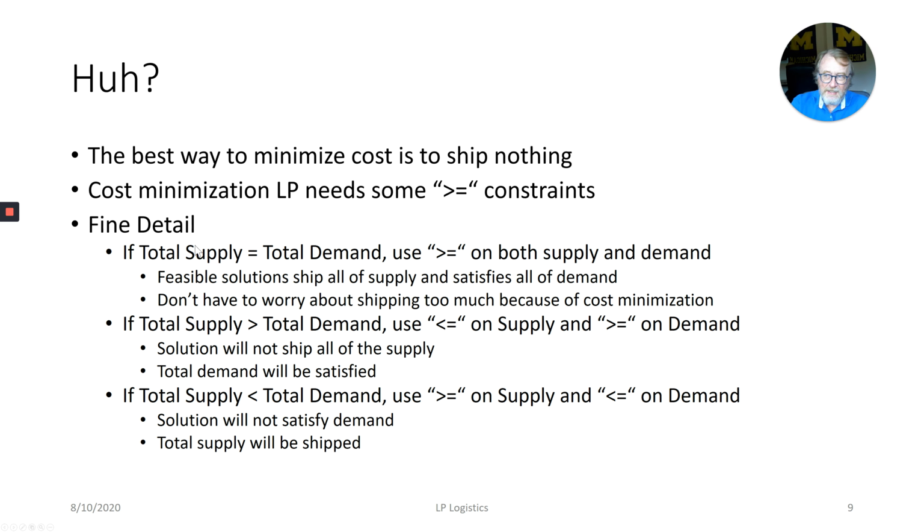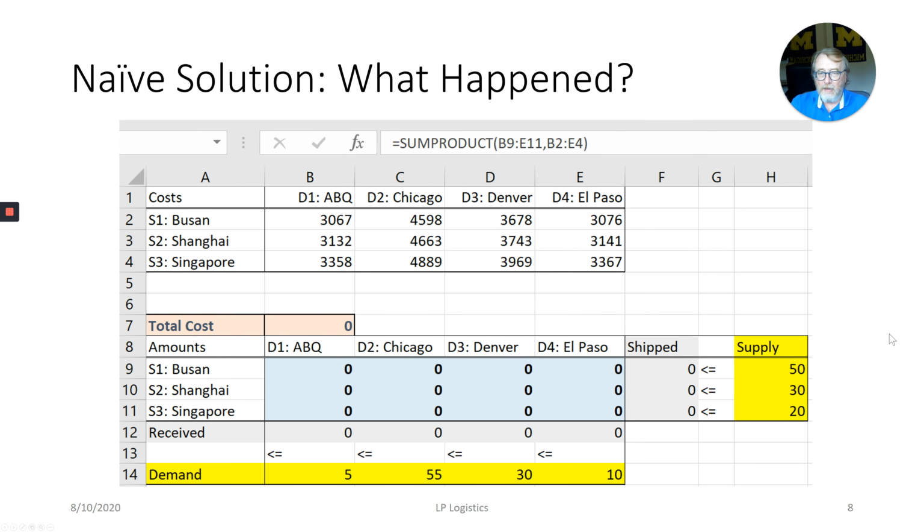Now, some fine detail, if your total supply is equal to your total demand, which we have in our case, right? So if we go back, our supply is 50 plus 30 plus 20 is 100, and demand is 60 plus 30 plus 10, which is 100. And so 100 is the same as 100. Supply is demand. And so what I need to do is just change these constraints to bigger than or equal to.